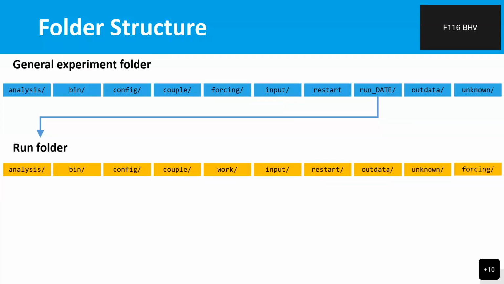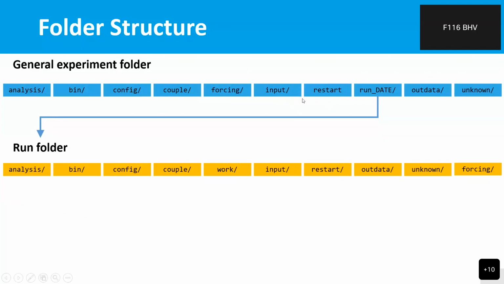So one is the general experiment folder. You're very familiar with that. That's basically where you say base dir, and the path to that is base dir plus the experiment ID. And you have a series of folders here that contain the restarts for all your simulation, the configs for all your simulation, and the output data for all your simulation.